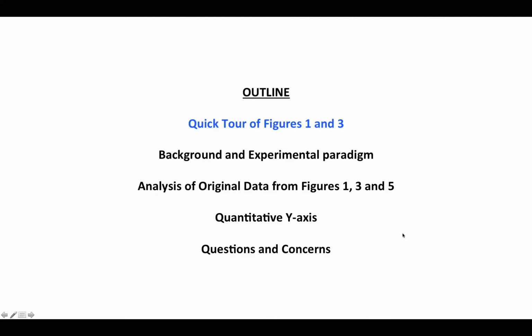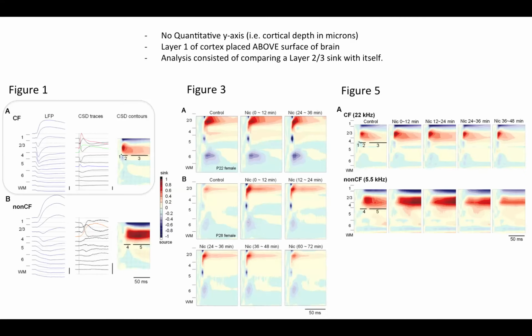So this is my outline. I'm going to give you that quick tour of figures 1 and 3. Then I'm going to give you everything you need to understand the background and the experimental paradigm. Then I'm going to give you a full quantitative analysis of the original data from figures 1, 3, and 5. Then I'm going to talk about my own experiences in graduate school, trying to interpret these multi-probe recordings with a quantitative y-axis. And finally, I'm going to close with some questions and concerns that I have regarding this paper.